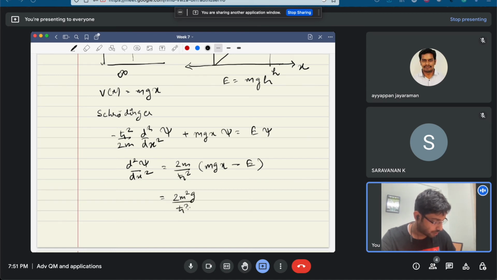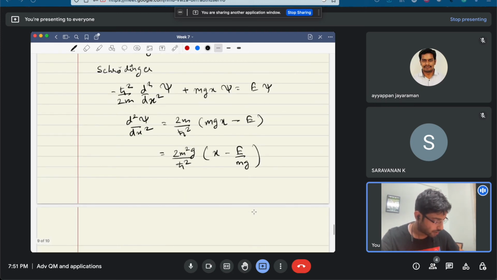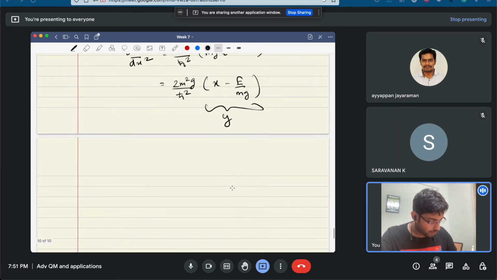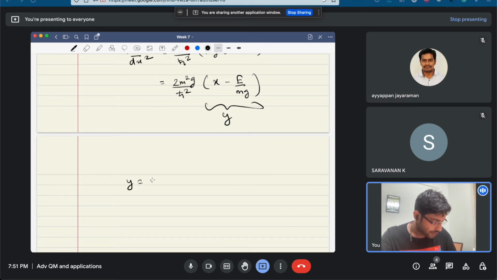Now we can take the mg out, and what we essentially get is 2m square mg times (x minus e by mg), and this part you can substitute with a variable y. So if y equals x minus e by mg, your dy is nothing but just dx. Straightforward substitution.